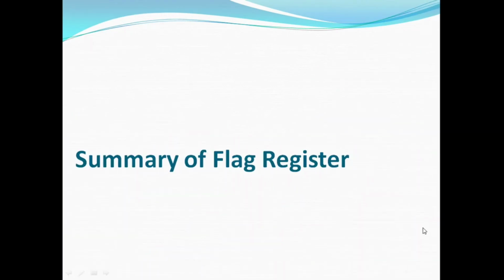Now we have reached the end of my presentation. Now I am going to summarize what we learned from previous slides regarding the flag register. So let's move on. Summary of the flag register. The flag register is a 16-bit register, also called the program status word. 7 bits remain unused while the rest 9 are used. 6 are condition flags and 3 are control flags.